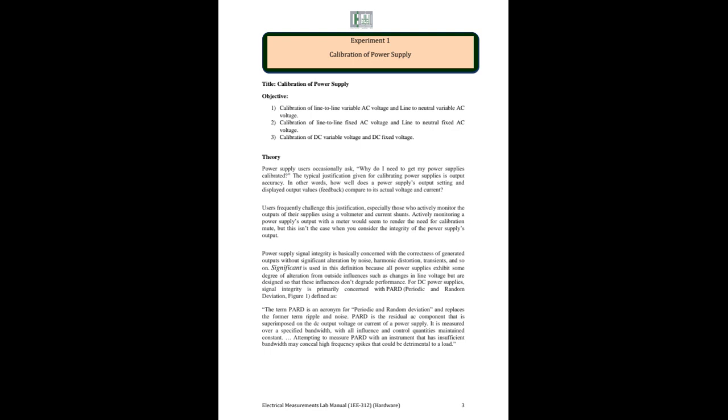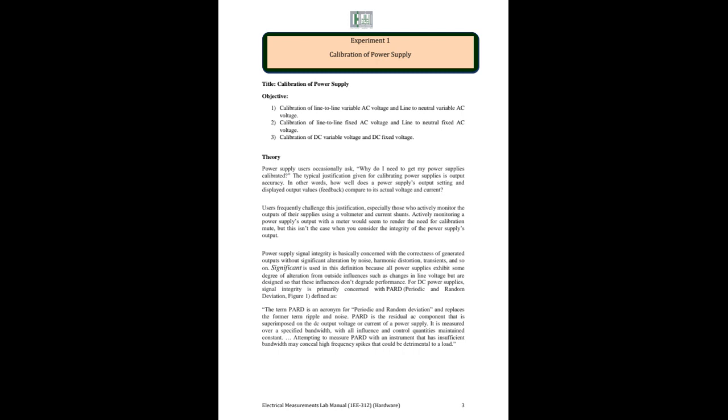It is the residual AC component that is superimposed on the DC output voltage or current of a power supply. So what is meant by this ripple and noise? Periodic and random deviation means, suppose we add an AC voltage to a DC voltage, how it will look, that is called periodic and random deviation.